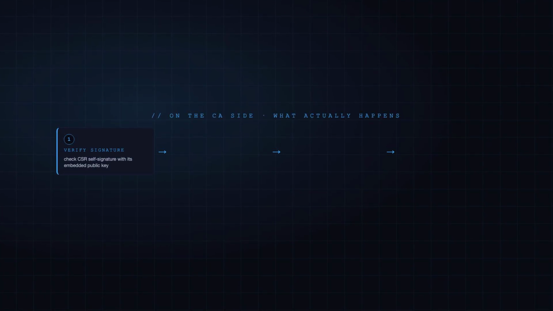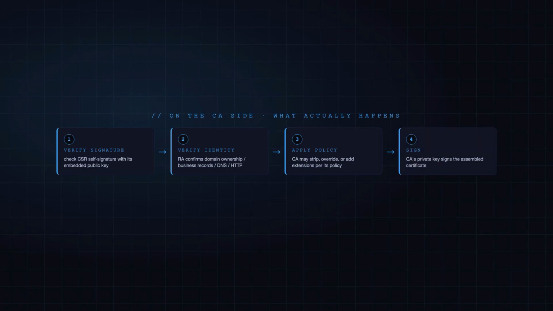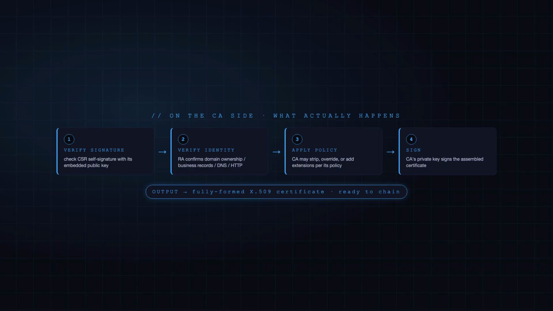On the CA side, 4 things happen. 1. The CA verifies the CSR's own signature, confirming you control the private key that matches the public key inside. 2. The CA or its registration authority verifies your identity. For domain certs, this means proving DNS or HTTP control of the domain. For business certs, it means showing incorporation paperwork. 3. The CA applies its issuance policy. It may strip your requested extensions, add its own, set validity windows, and choose a serial number. 4. The CA signs the assembled certificate with its private key. What comes out the other side is a fully formed X509 certificate, ready to chain back to a trusted root.